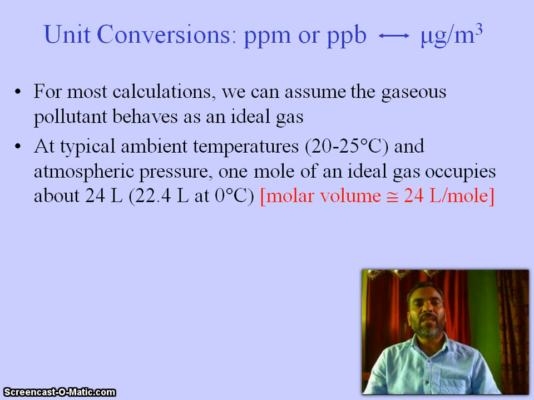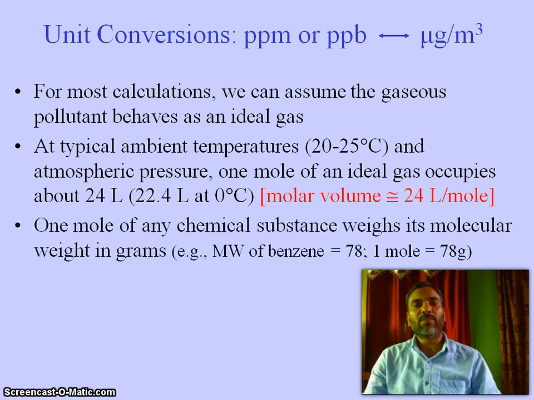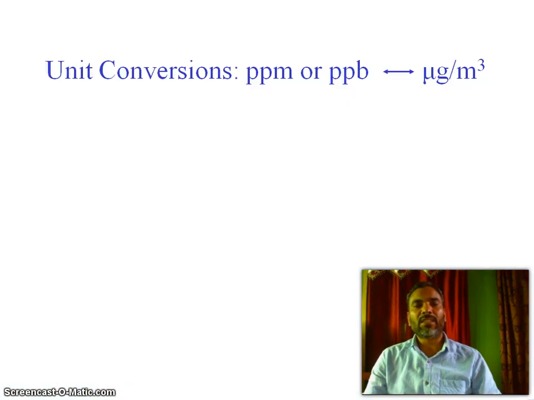At any typical ambient temperature of 20 to 25 degrees Celsius and atmospheric pressure, 1 mole of an ideal gas occupies about 24 liters, 22.4 liters at 0 degrees Celsius. Molar volume is approximately 24 liters per mole. 1 mole of any chemical substance weighs its molecular weight in grams. Molecular weight of benzene is 78, so 1 mole is 78 grams.